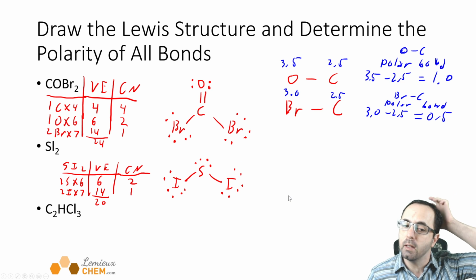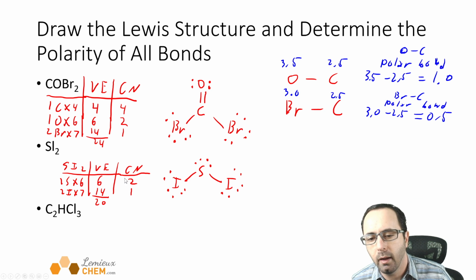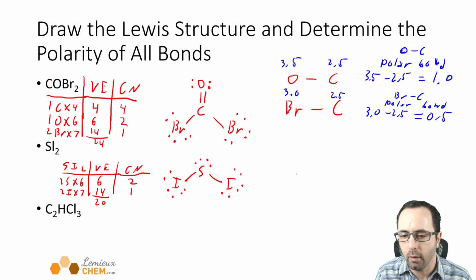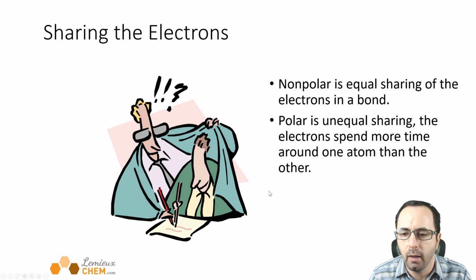Now, you may have been able to figure out that the only bond in this is sulfur to iodine anyway. You might have been able to figure that out quicker, but if you draw the Lewis structure, you guarantee you've figured it out. So the bond is between sulfur and iodine. So we're going to need the electronegativities for sulfur and iodine.